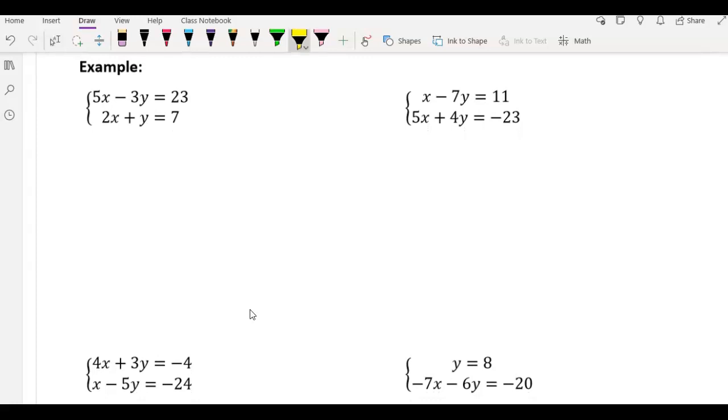Alright, we want to get one variable by itself. So when I look at this, I have a 5x, I have a negative 3y, I have a 2x, and I have a y. This y has a coefficient of 1. So we're going to use this second equation to take a look at what's going on. We're going to isolate that y.